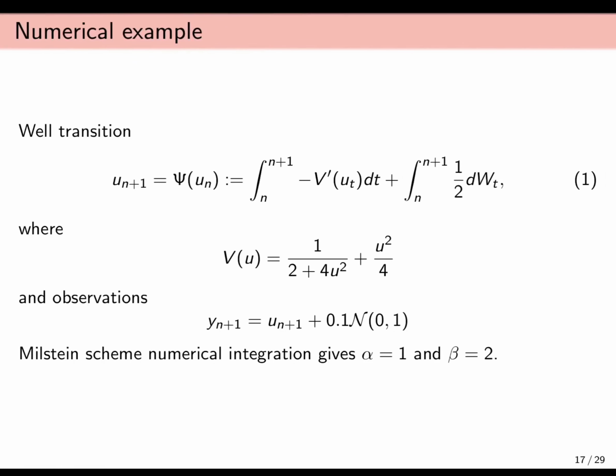All right, so let me just illustrate the performance of these MLEnKF estimators for one particular example. So this is a double well SDE example. So we have some additive Gaussian noise in this particular example, and here we have the potential, say, and here we have the observations for the problem. We use Milstein numerical integration because we have a constant diffusion coefficient, so it's the same as Euler-Maruyama.